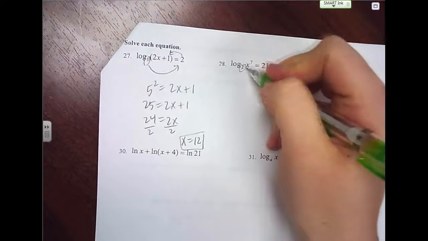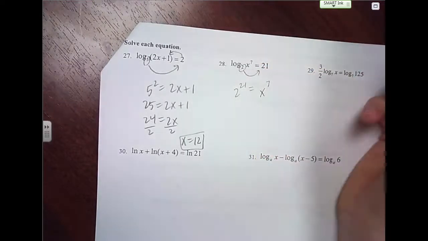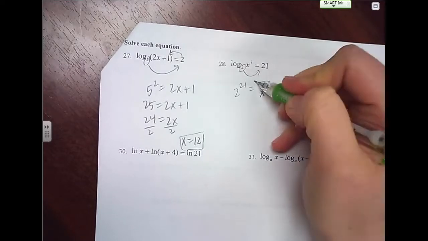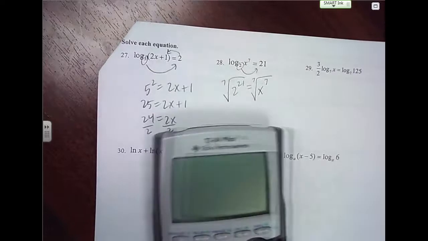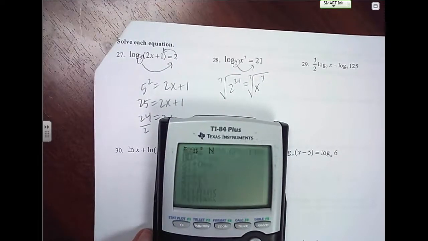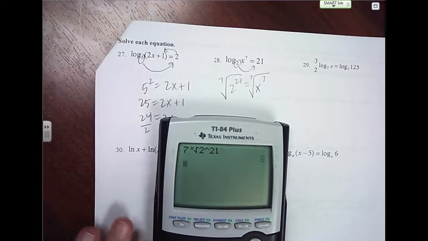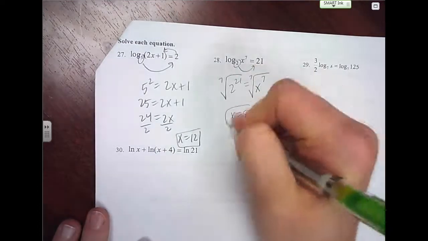Same thing with 28. Start at the base. 2 to the 21st power equals x to the 7th. So to get rid of the 7, remember we do 7th root. So in your calculator you press math, number 5, and then you arrow back to delete that and just put a 7 in. And then I'm going to put 2 to the 21st. And I got 8. So x equals 8.